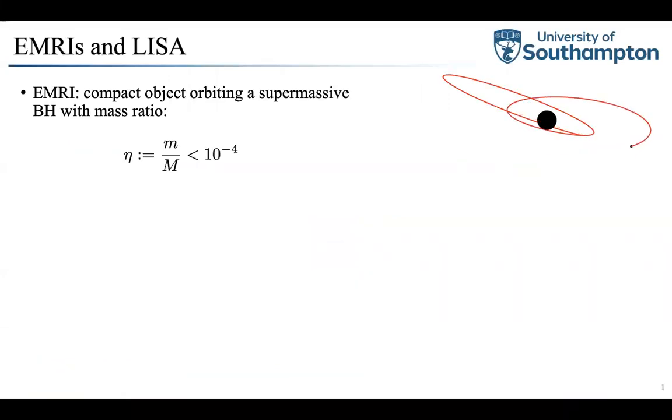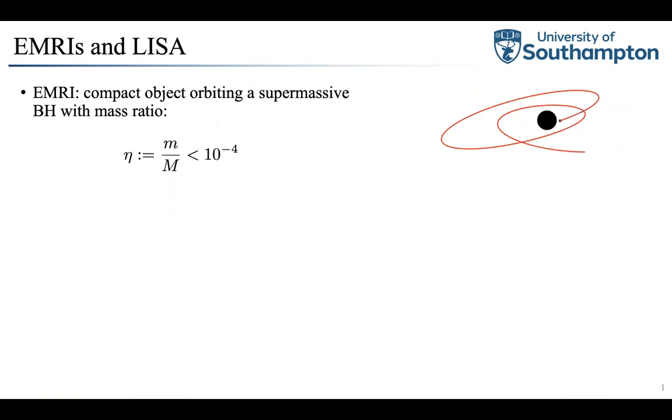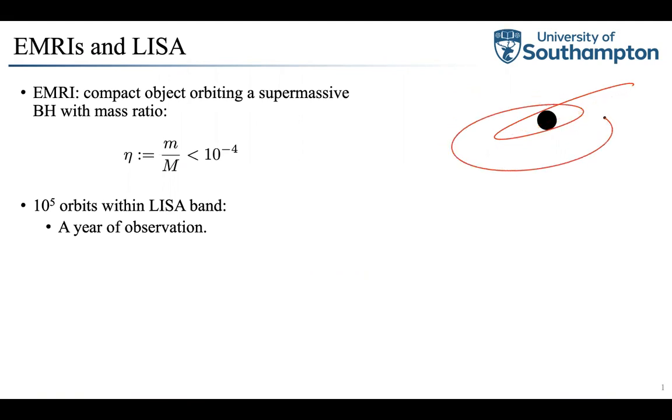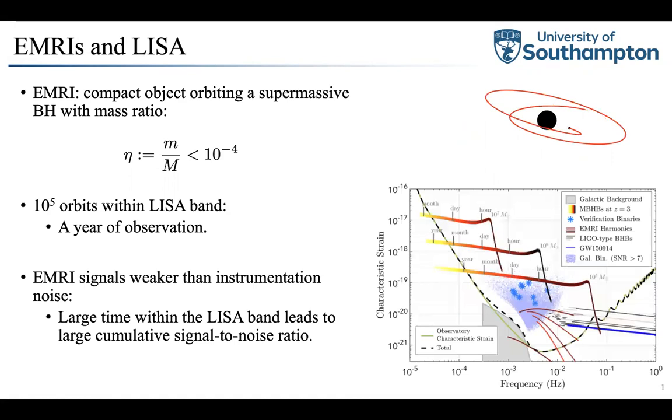An EMRI itself is a compact object orbiting a supermassive black hole. These systems have small mass ratios, less than about 10 to the minus 4. These systems have complicated orbits, as shown in the GIF, and there are around 10 to the 5 orbits that can be observed within the LISA band, which gives about a year of observation time.